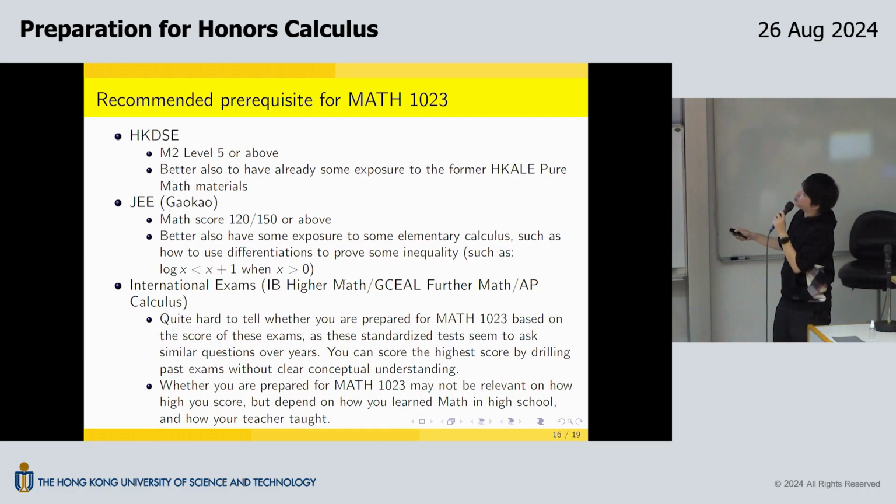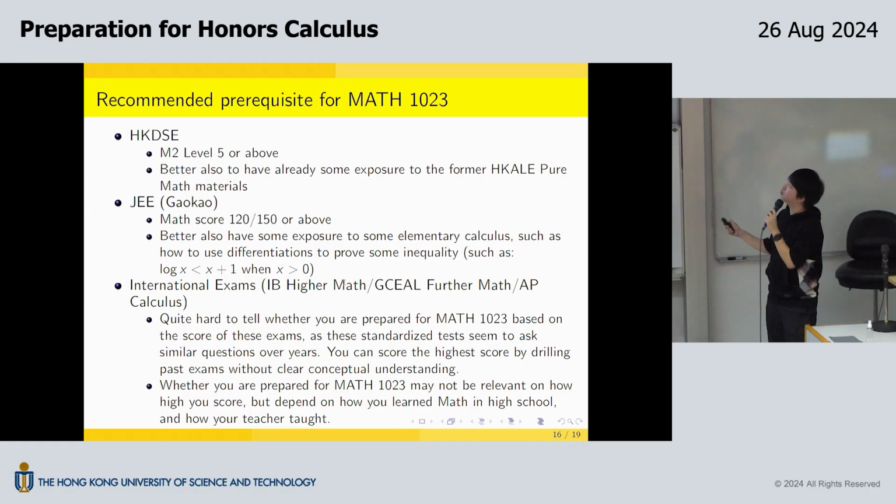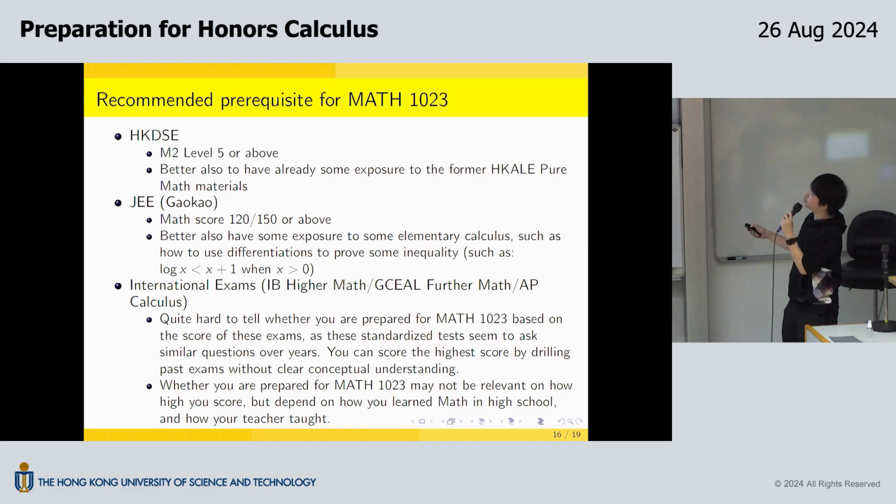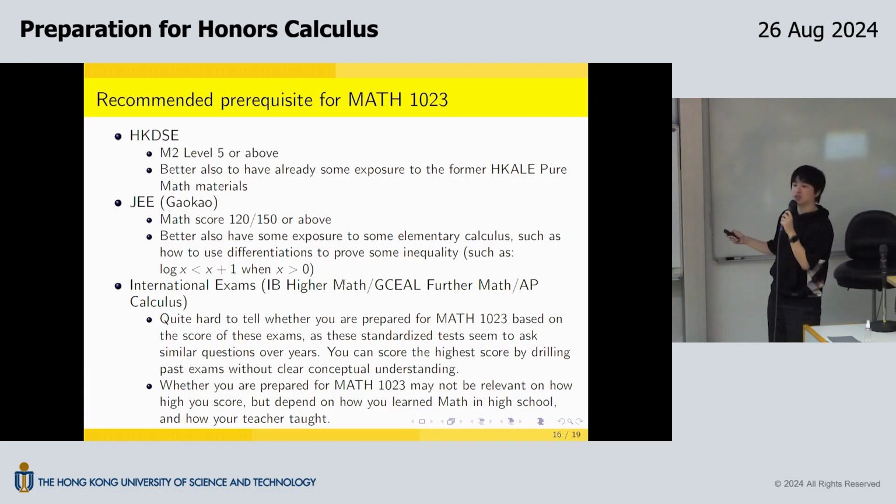If you are admitted through Gaokao, then it is recommended to have a math score of at least 120 to take 1023. It is also better to have some exposure to elementary calculus and how to use differentiation to prove inequality. For example, how to prove this inequality using differentiation.